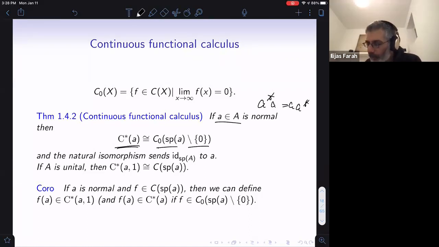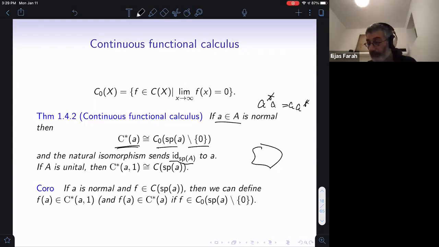Moreover, the isomorphism is as natural as you can expect. Here, this is the identity function on the spectrum of a. The spectrum of a is some subset of the complex numbers, so just look at the identity function on that. That goes to a. Once you know where that goes, because a generates the algebra, you know everything, because all the polynomials in a and a adjoint go where they have to go. But more interestingly, this extends to arbitrary continuous functions on the spectrum.